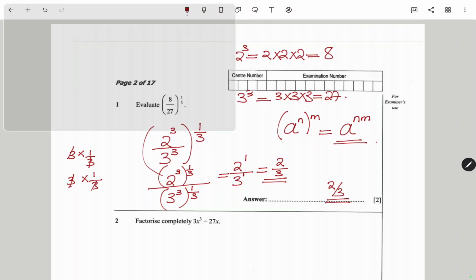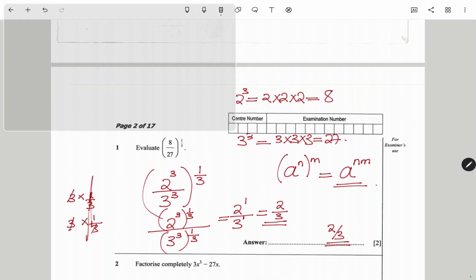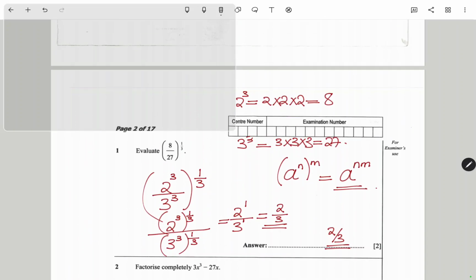Each time you are given a question such as evaluate, it means that we are asking you to find the value. So in evaluating, you are finding a value. Now, let's try method 2. So I'm going to try method 2.